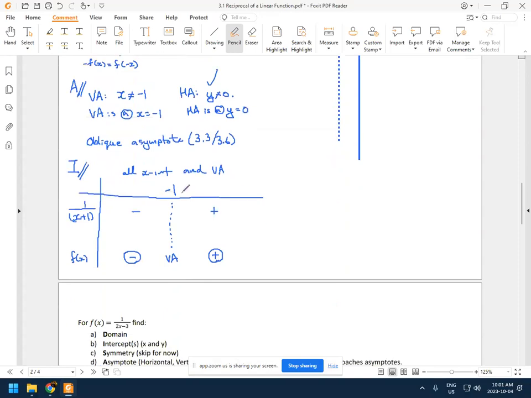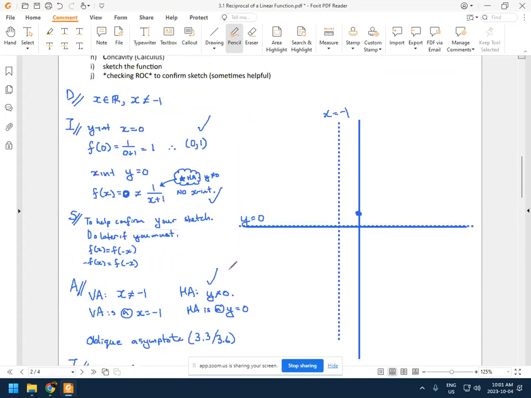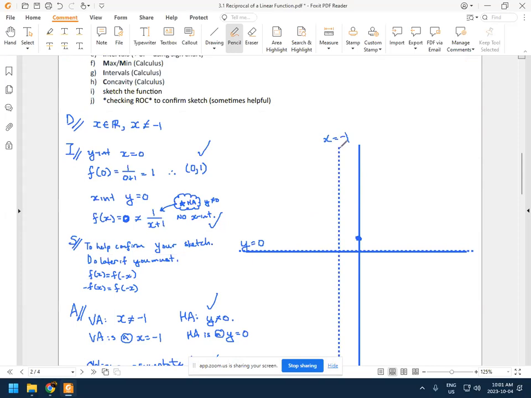If I am to the right of my vertical asymptote, I should be above the x-axis. And because I have to be here, I have to stay above this dotted line, and I need to stay to the right of this dotted line here. It's going to look something like this.